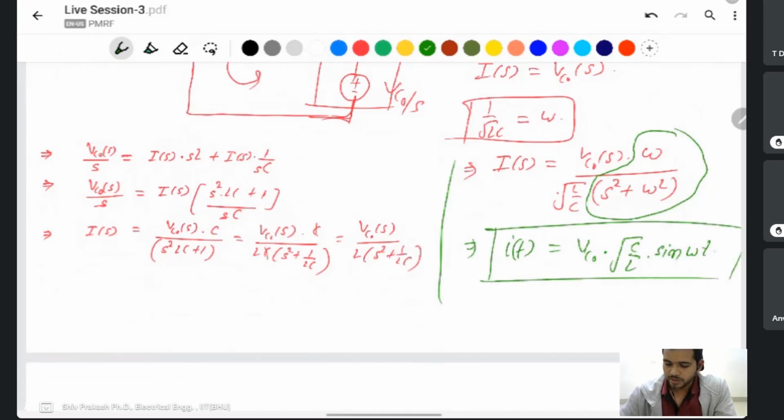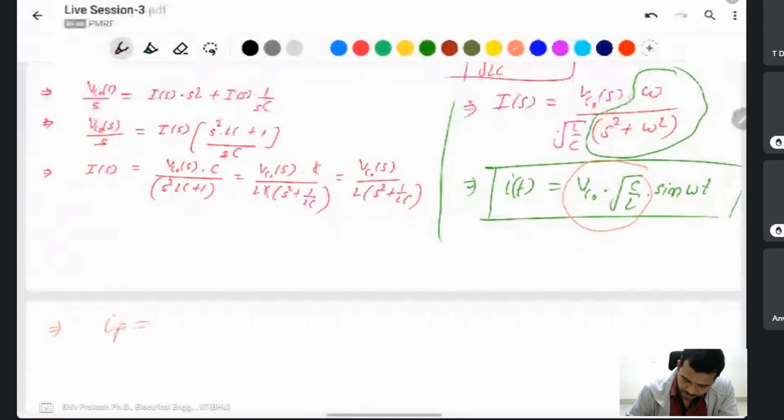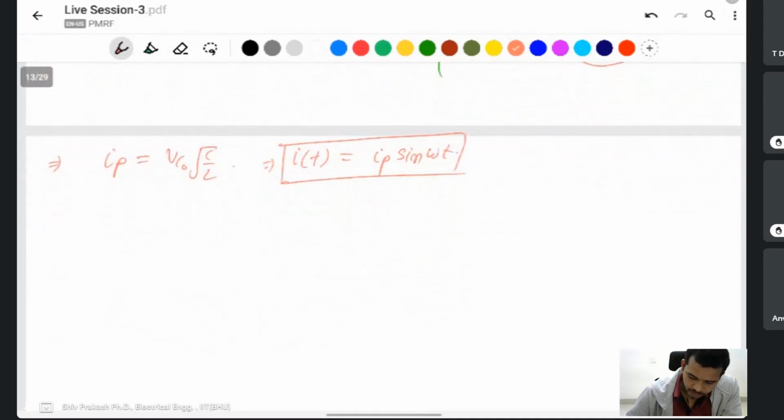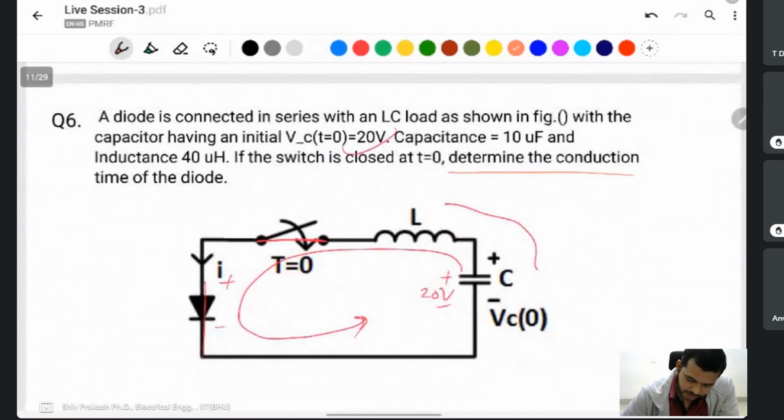This is the current flowing through the inductor or the diode. You can rewrite this with the maximum current Ip equal to VC naught root of C by L. Then the final current expression is Ip sine omega t, an AC signal. Observe this: if you apply DC in an LC tank circuit, then you get a sinusoidal current. And the question asks us to determine the conduction time of the diode.